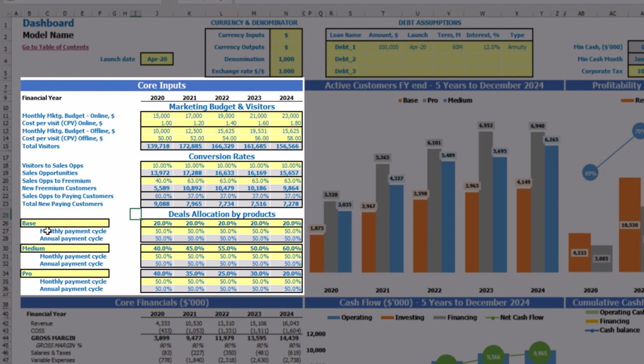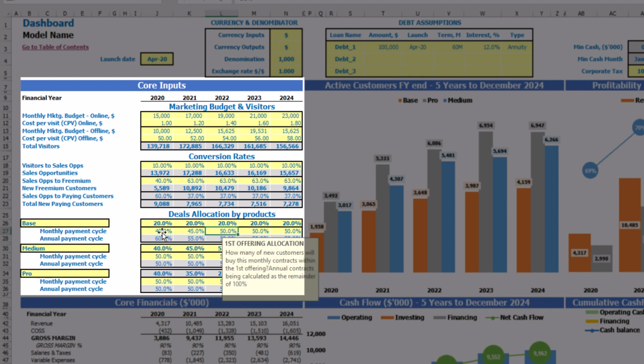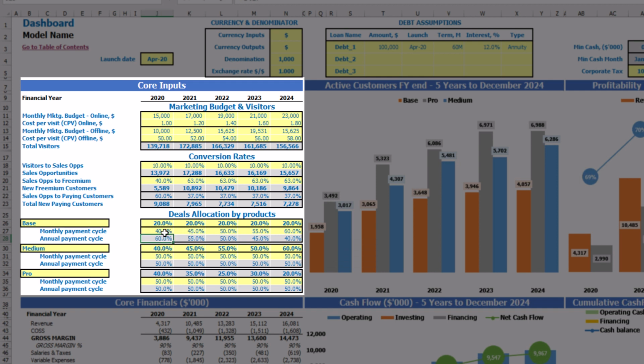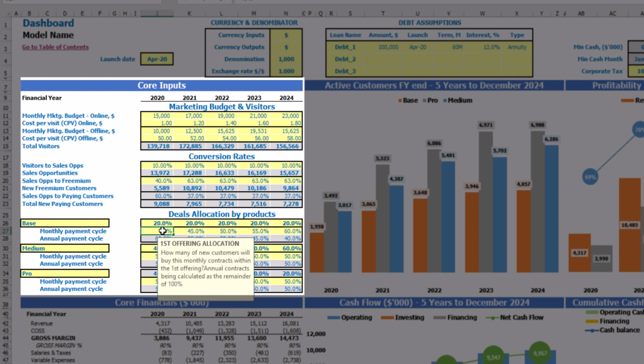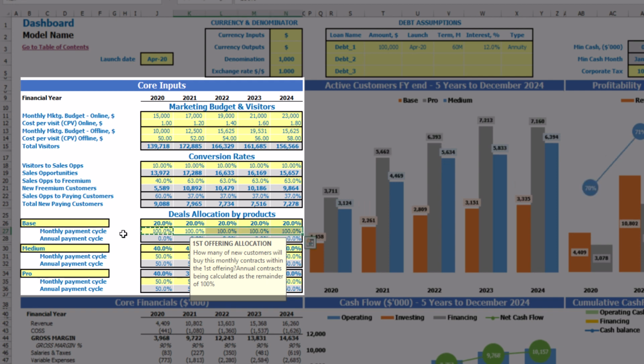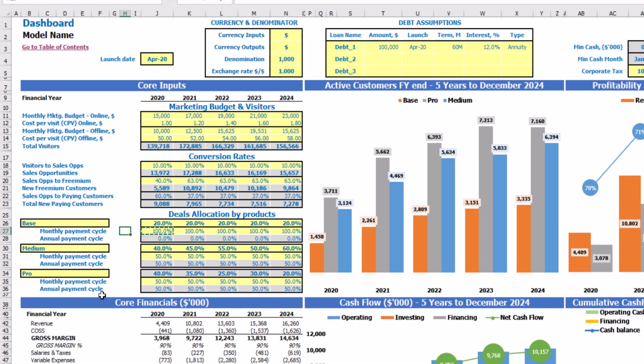The next step is to allocate the new paying customers within the offerings by monthly and annual payment cycle, which can be allocated like 40%, 45, 50%, 55 and 60%. And the rest, which is 100% minus this percentage, will be allocated to annual payment cycle. If you don't need to use monthly payment cycle, you can clean this and you will have only annual payment cycle. And vice versa, you can input only monthly payment cycle and have no annual payment cycle at all for this offering. The same idea for second offering, which is medium, and the third offering.